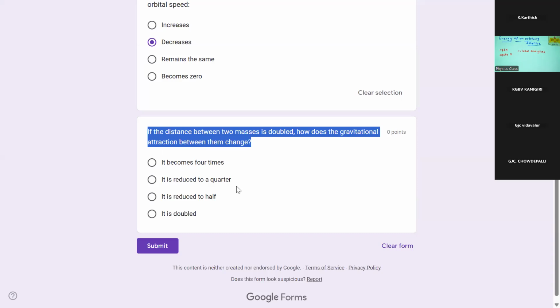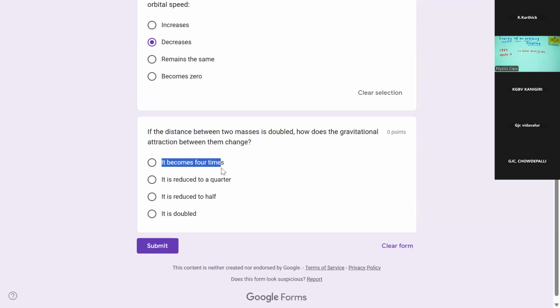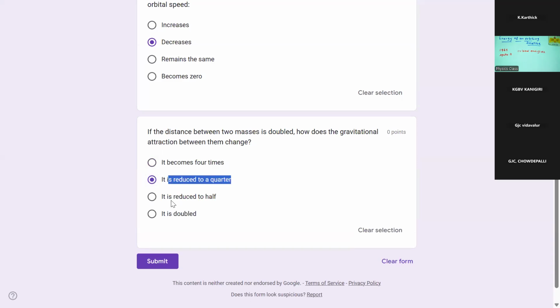If the distance between two masses is doubled, how does the gravitational attraction between them change? Option A, it becomes 4 times. Option B, it is reduced to a quarter. Option C, it is reduced to half. Option D, it is doubled. Already you know that there is a gravitational attraction force between two masses. For example, if masses A and B are doubled, 2A and 2B, then what is the gravitational attraction force?